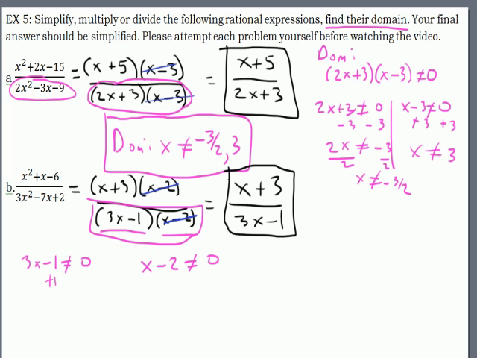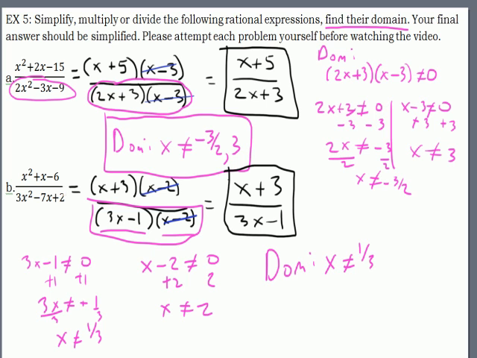So adding 1 to both sides here, we'll get 3x can't be 1. Dividing both sides by 3, we'll get x cannot be 1/3. Looking at the second expression, adding 2 to both sides, we'll get x cannot be 2. So the domain of this should be that x cannot be 1/3 or 2. Alright, and that's A and B.